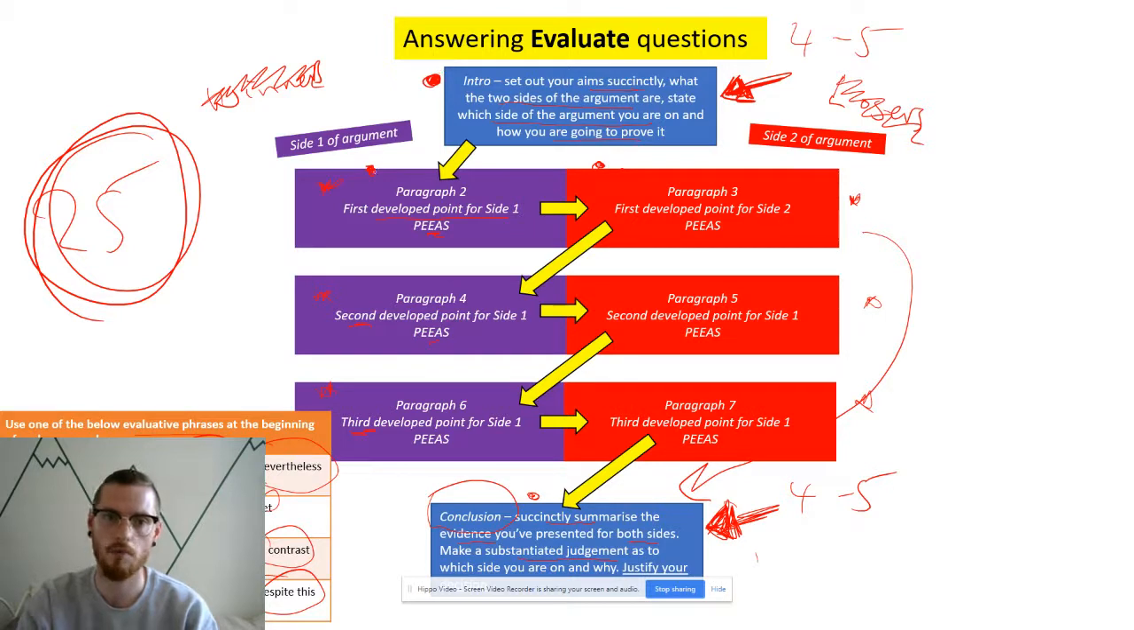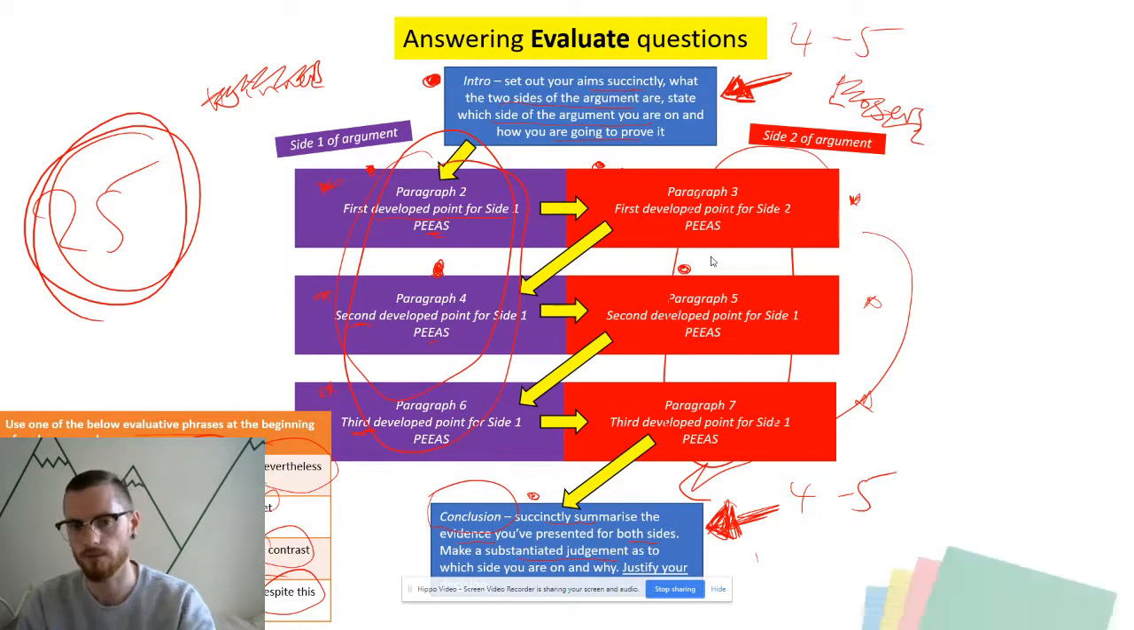Or let's say you get intro, paragraph 2, paragraph 3, you get to paragraph 4, you get to paragraph 5, time's getting on, you're getting a bit stressed, you're not sure you're going to get it finished, so you skip to your conclusion. Do not ever do one side of the argument, then the other. Do not do all of this here, all of this, then all of this. Because if you run out of time, you've given the examiner one side of the argument, and you're not getting good marks.